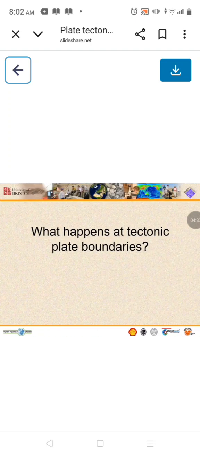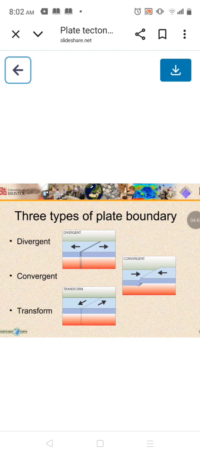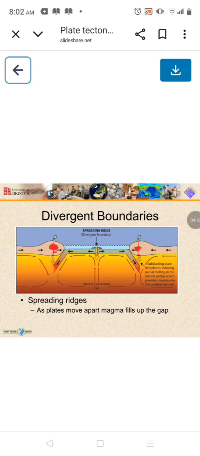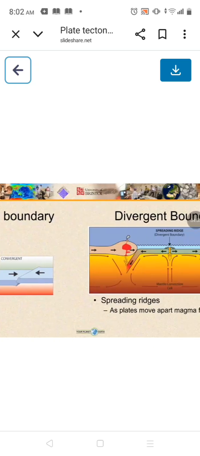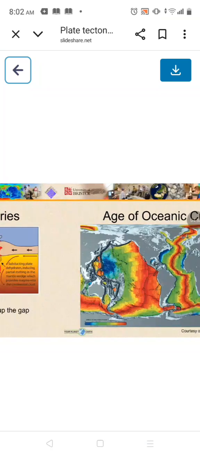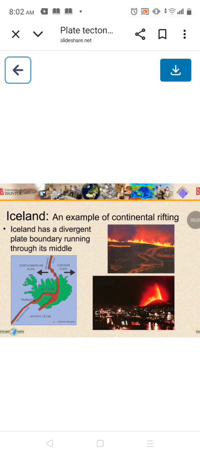Then practical exercise. What happens at the tectonic plate boundaries? There are three types of plate boundary: divergent, convergent and transform. So divergent is the spreading ridges. As plates move apart, magma fills up the gap. Then the edge of oceanic crust and Iceland are examples of continental rifting, and Iceland has a divergent plate boundary through its middle.